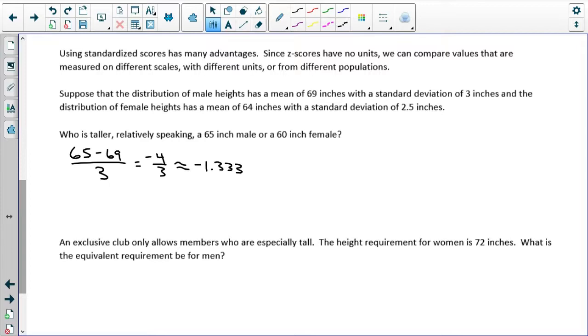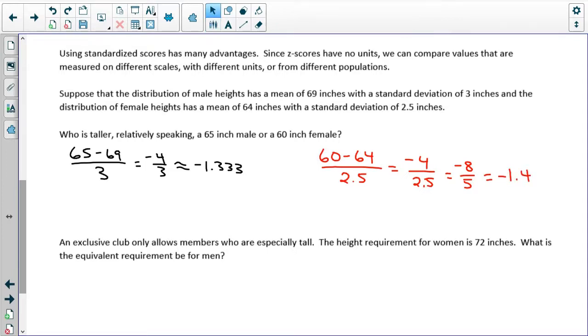Now, the female has 60 inches, so she's exactly the same amount of inches less than the average as the male was less than the male average. The standard deviation of female heights is 2.5. So we have -4 over 2.5. If I multiply the top and bottom by 2, I get a nicer fraction. So that's -8/5, which is the same thing as -1.4. So the female is 1.4 standard deviations below the mean.